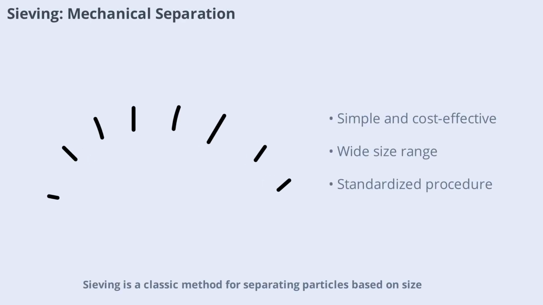Sieving is a classic method for separating particles based on size. By using a stack of standard sieves with known aperture sizes, particles can be sorted into different size fractions. This method is simple, inexpensive, and effective for particles ranging from 50 to 10,000 micrometers. Mechanical or vibratory sieve shakers help ensure consistent results, making sieving a staple in many laboratories.